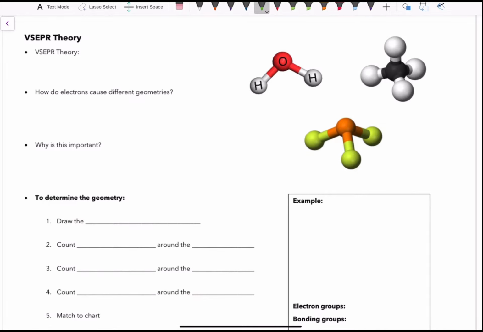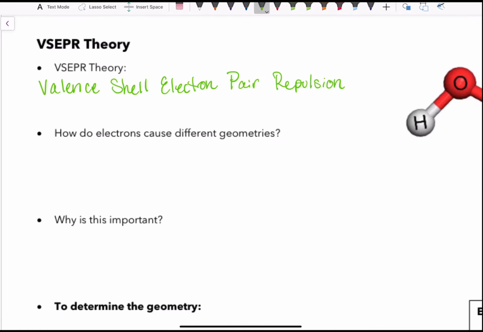So let's get started. First of all, VSEPR is an acronym, and it stands for Valence Shell Electron Pair Repulsion. So let's walk through that. Valence shell electrons, so we just have valence electrons. We're looking at the electrons in the outer part of the atom, like the ones you draw in the Lewis dot diagrams. And then as electrons are in pairs, which we know as lone pairs, it causes this repulsion.